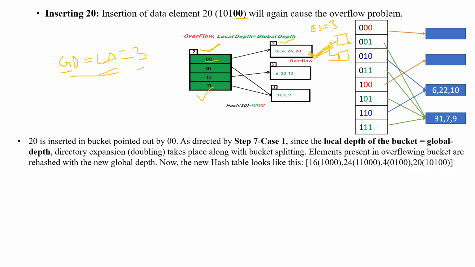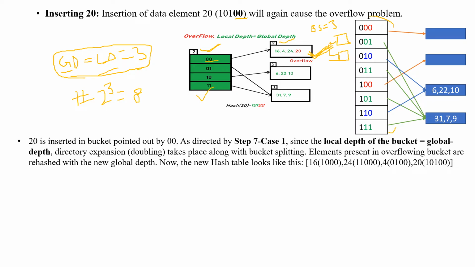So both now become 3, and the number of directories is what? The number of directories is 2 to the power 3. You will get 8 directories: 000, 001, 010, 011, 100, 101, 110, 111. This much directory you will get, and this is called the expanded directory. This is the expanded directory, right?